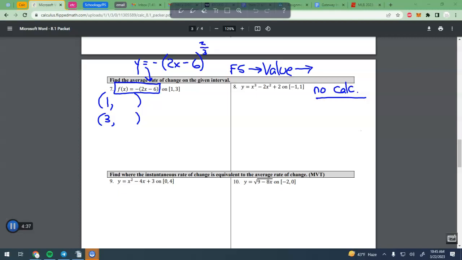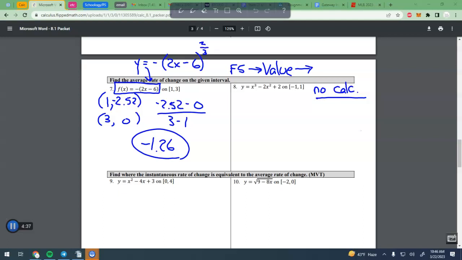So I think this comes out to like -2.52. Yeah. And then this one's 0, right? So you go -2.52 minus 0 over 3 minus 1. So it's like -1.26. Your answer? Do we agree? Questions? Are we getting it? Okay.